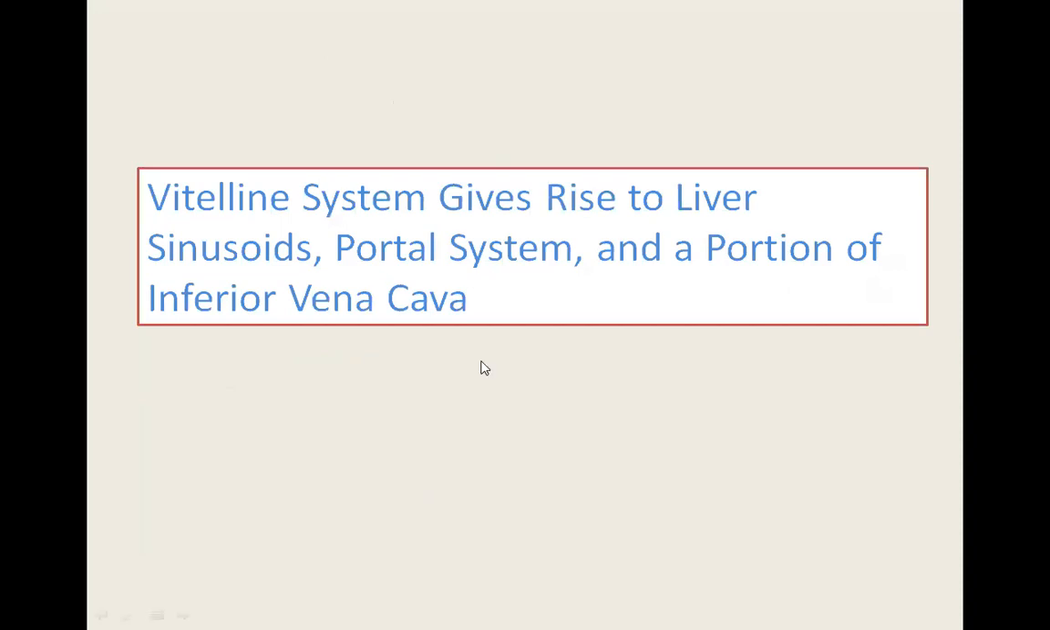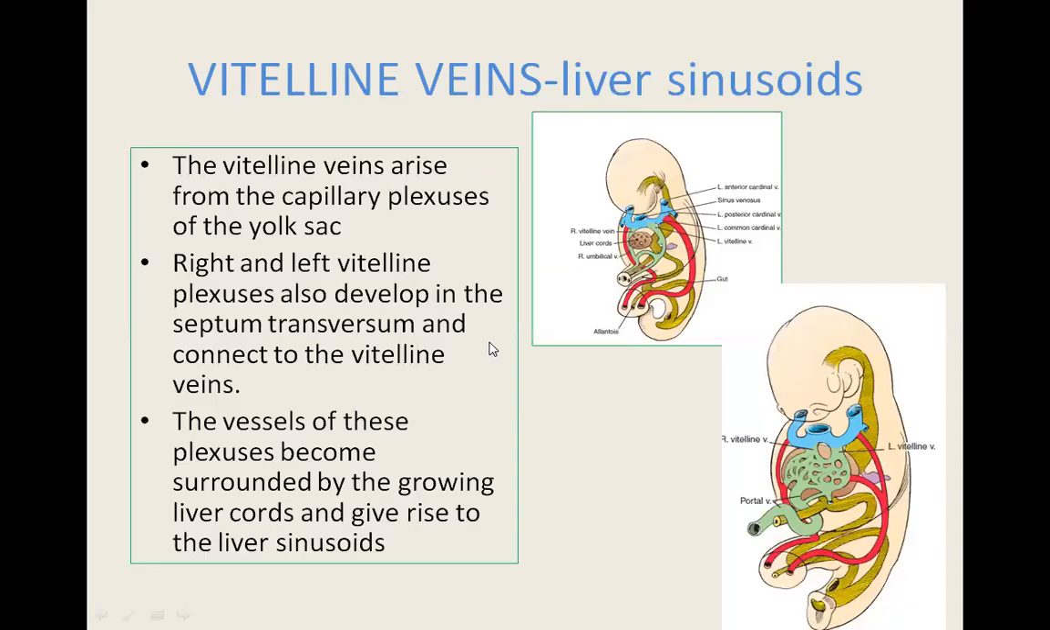Now the fate of the vitelline vein. Just to summarize, keep in mind that vitelline veins will give rise to liver sinusoids, the portal system, and a portion of the inferior vena cava. How they are formed, let's see. Firstly, how the liver sinusoids are formed.